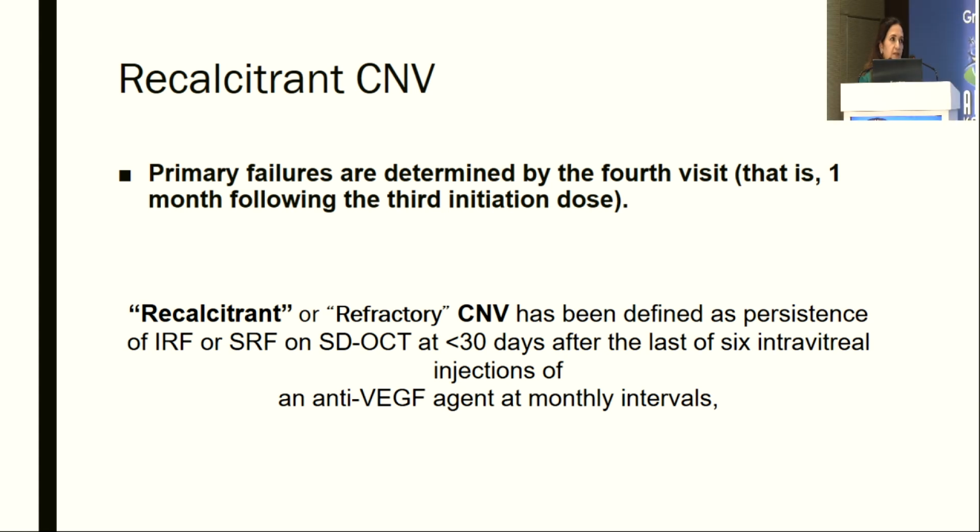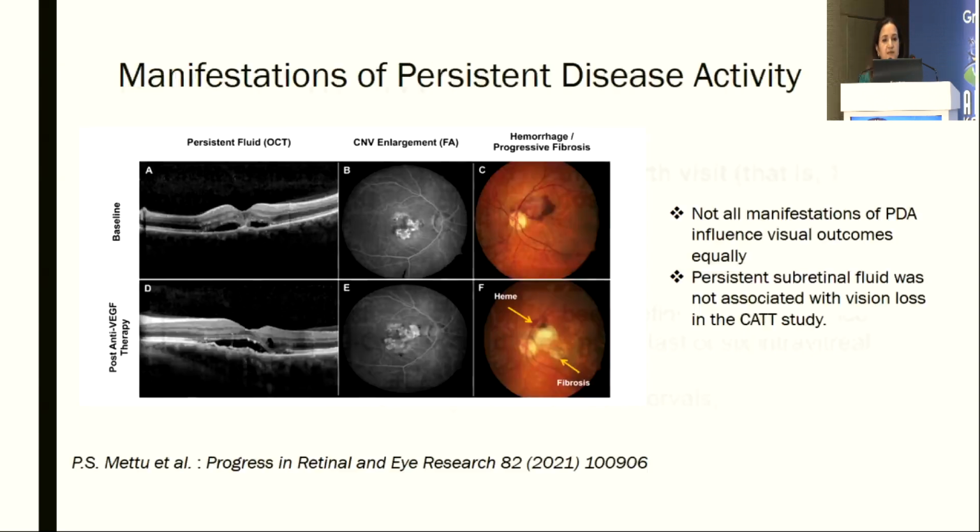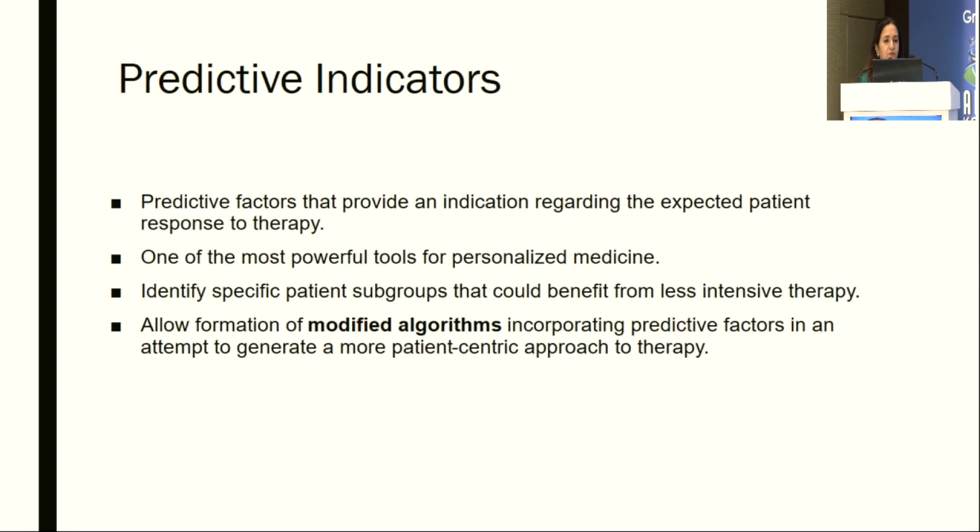Before you label anything as a recalcitrant CNV, the definition is that after 6 intravitreal injections, and less than 30 days from the last injection, if your patient still has persistent or refractory disease, then you will name it a recalcitrant CNV. We all know the most common manifestations of persistent disease are the IRC and the subretinal fluid. So, other than that, what else can we look at? The predictive markers of response once you have started treating.